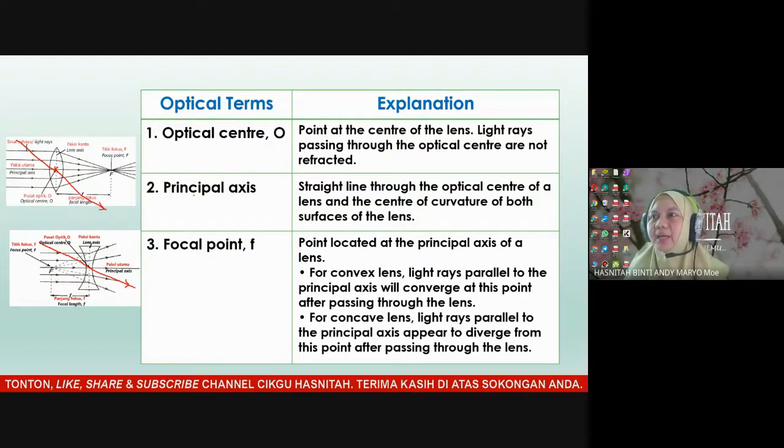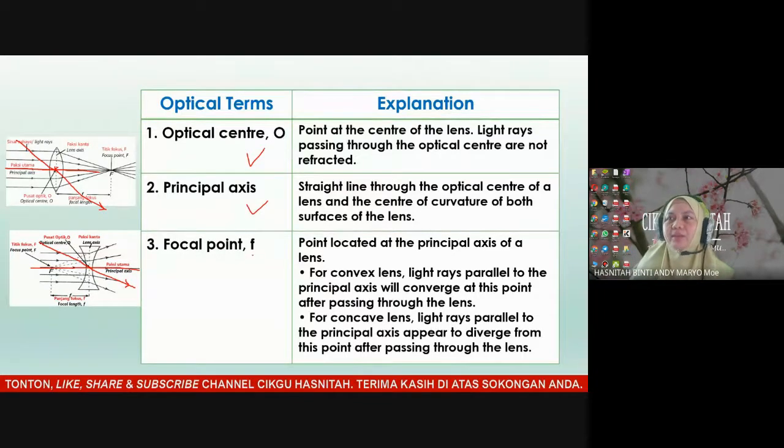Second, we have the principal axis. The principal axis is the center line, this one. It is a straight line through the optical center of a lens and the center of curvature of both surfaces of the lens. Then this one is the principal axis for the concave lens.